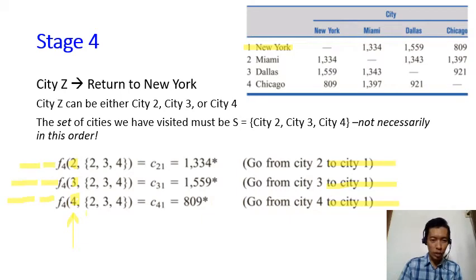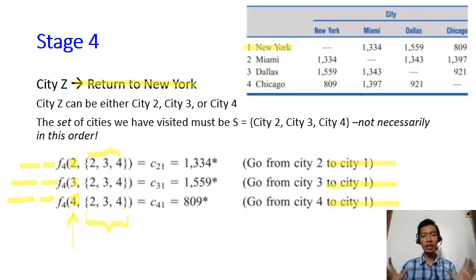And here, in the curly bracket, is the set of cities that we have visited so far. Because this is stage 4, the very last stage, and then we are going to return to New York, it must be that we have visited all the cities that we need to visit. So the history says we have visited City 2, City 3, and City 4. Again, it's not necessarily in that order, it's just the set, just the history.